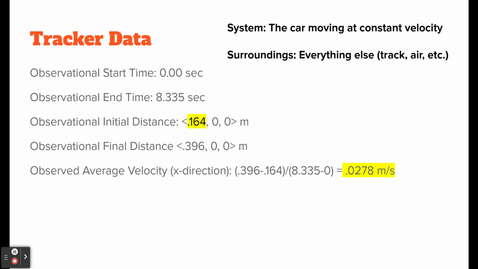And then we can use all this data to find the average velocity, which is change in distance over change in time, which is 0.0278 meters per second. Both of those numbers will become significant in the next slide. But one final thing is that the system in this experiment is the car moving at the constant velocity, and then the surroundings is everything else.